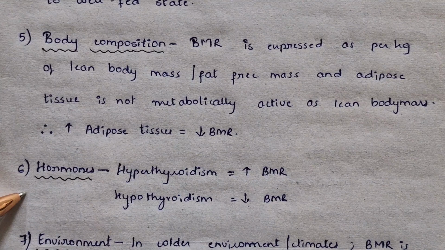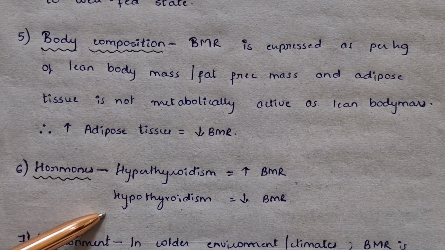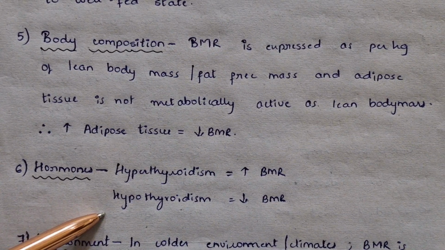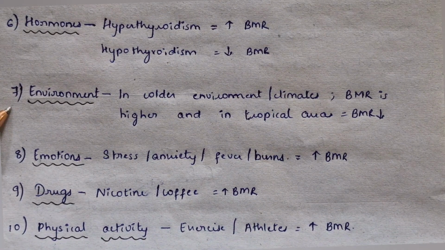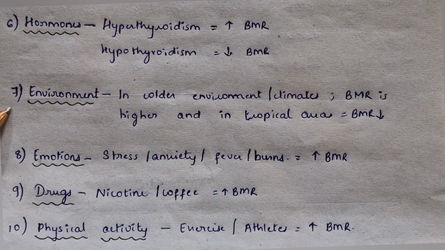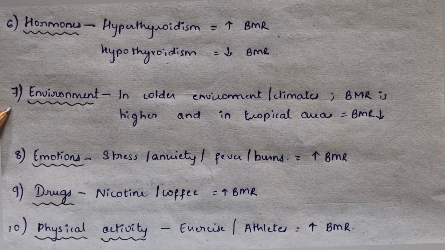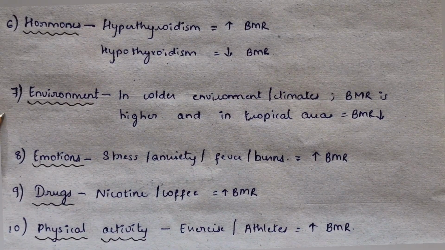The sixth one is hormones. In hyperthyroidism, there is increase in basal metabolic rate, and in hypothyroidism, there is decrease in basal metabolic rate. The seventh factor is environment. In colder environment or in colder climates, the basal metabolic rate is higher, and in case of tropical areas, the basal metabolic rate is lower.